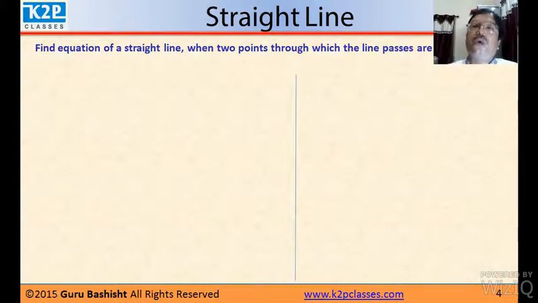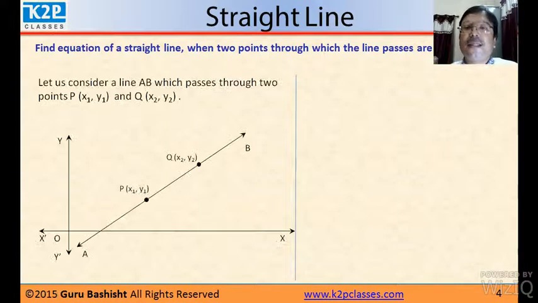Now find the equation of a straight line when two points through which the line passes are known. Let us consider a line AB which passes through two points P, x1, y1 and Q, x2, y2.